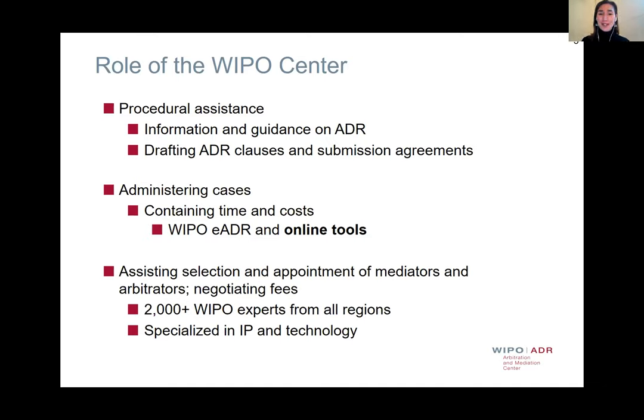So we do have this very wide list of more than 2000 experts, which is available to act as mediators and arbitrators. And these experts are not just experts in IP, so in patents or trademarks or design, but sometimes we also have experts who have expertise in a specific business area. So for example, it can be telecommunications or fintech or film and media, because sometimes the understanding of the business is really important.